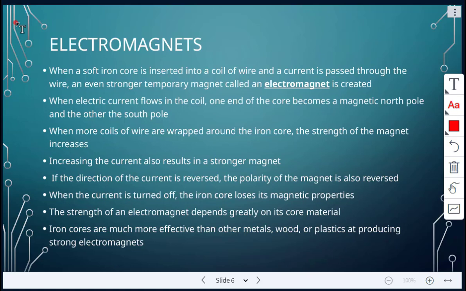We've talked about the core being soft iron, so that's really important as well. It depends on what material is used for the core. Iron cores are much more effective than other metals or materials like wood or plastics at producing strong electromagnets. Again, you can increase the coils of wire to increase the strength of the magnet. It depends on what you're using as the core, and it depends also on the strength of the electric current flowing through the coil.